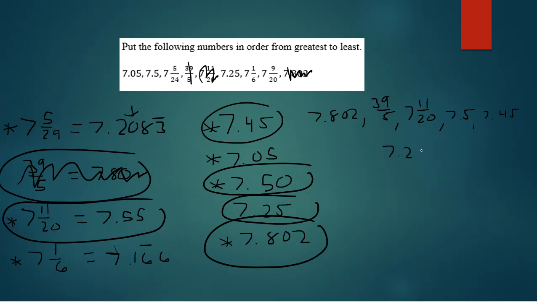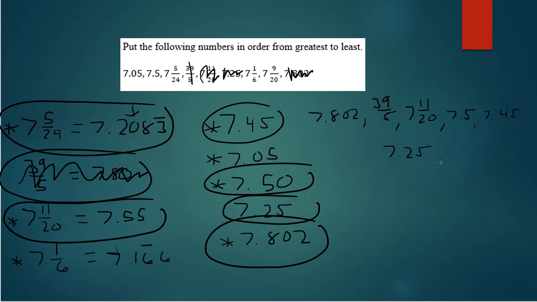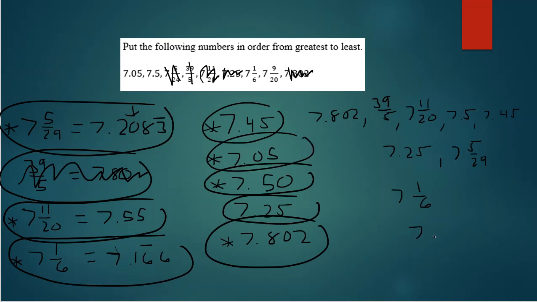Sorry, you guys, I'm running out of space here. I have to go down below. The 7.25, and then from there, it would be this one right here, the 7 and 5/24. And then from there, it would have to be this one right here, the 7 and 1/6. And then last but not least would be our 7.05. Okay, so that is putting them in order from greatest to least.